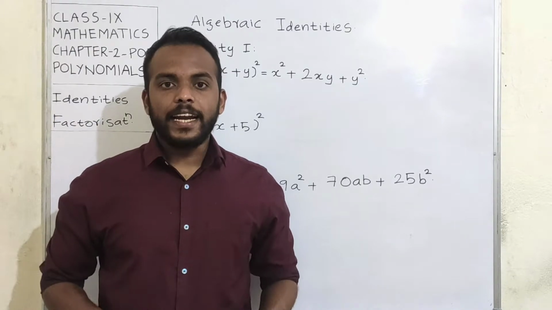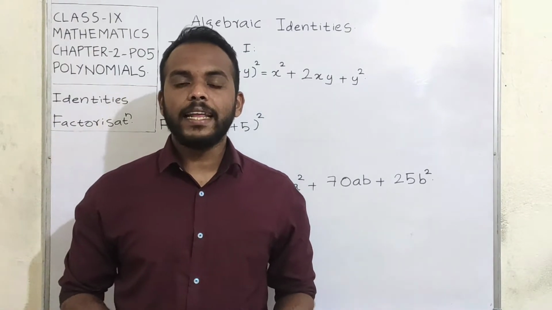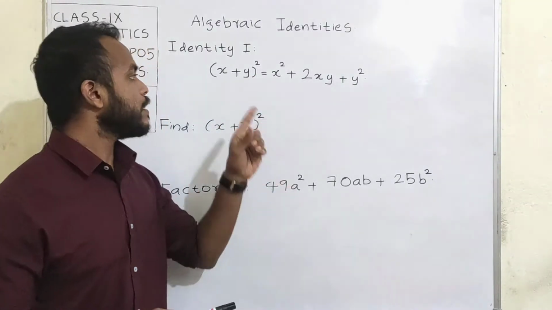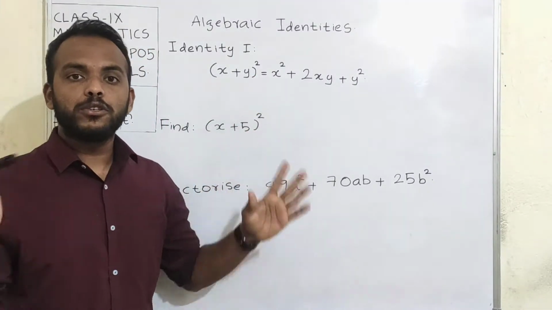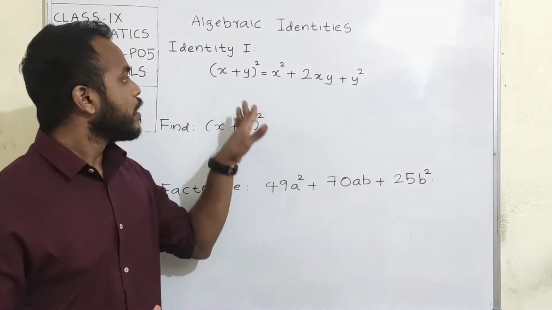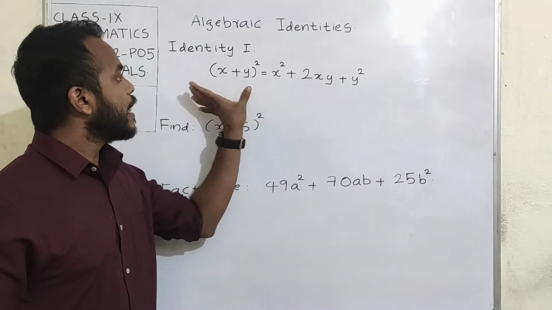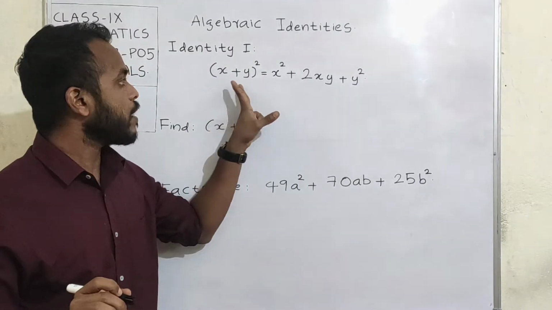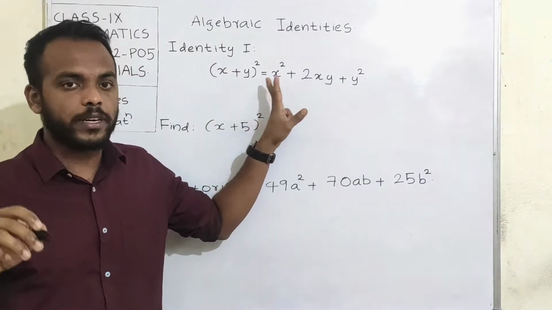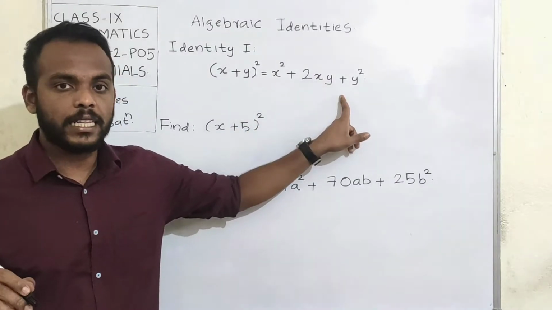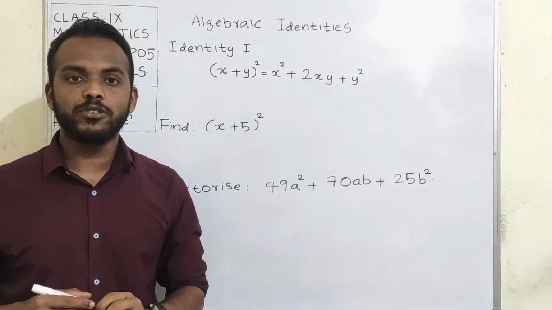Let's see the first identity that we are going to learn. The first identity is the basic one, x plus y the whole square. That is, the sum of two numbers raised to the power 2 as a whole. If it's given like this, something plus another one the whole square is the first number square plus 2 times the first number and the second number plus the second number whole square.